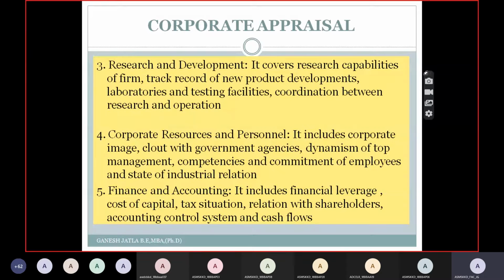So when you are appraising the firm, the next one is research and development. As you know, every firm requires some innovation and new product development. For this, you generally require a separate research and development department, the R&D department, and you have to allocate funds for that department to identify new options or new products. This is another important one. So consider the firm's track record on new product development, the firm's ability to test, the facilities and laboratories the firm has, and the coordination between research and operation.